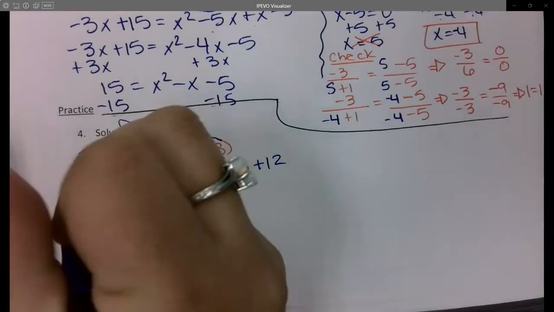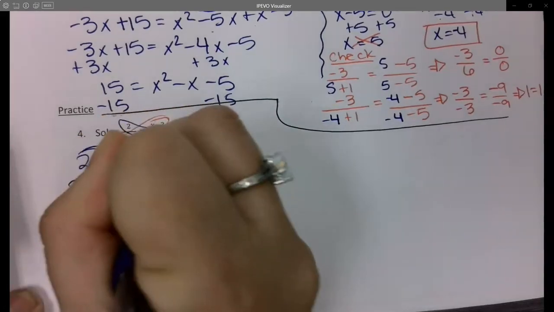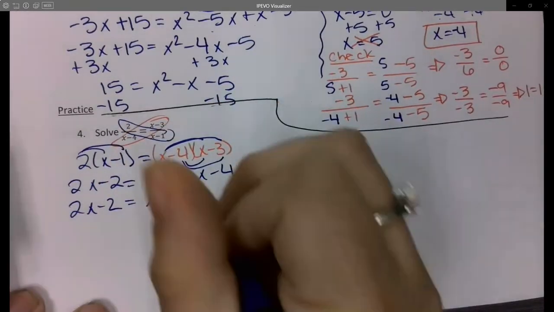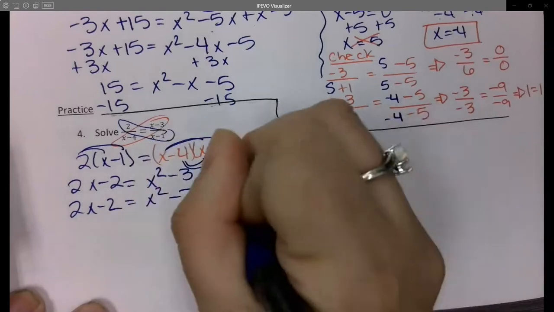Then I want to go ahead and combine like terms on that right side. So I still have the x squared. Negative 3x plus negative 4x gets me negative 7x.